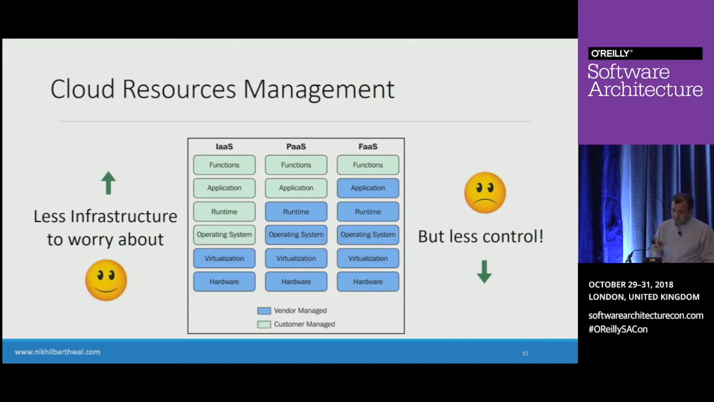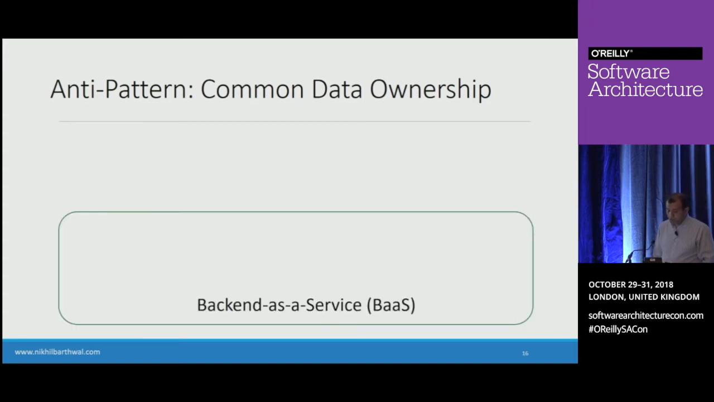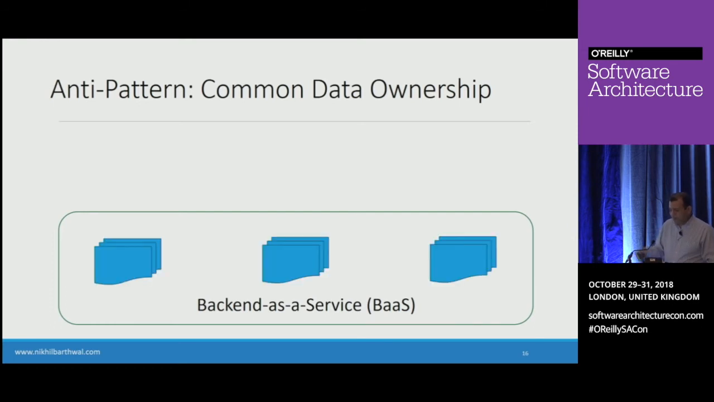So now that we have talked about microservices and serverless, let's look at some of the patterns and anti-patterns that we come across and how we need to resolve them. One of the very common patterns is common data ownership, right? What is common data ownership? Well, you use backend as a service, right? I'm using the general term backend as a service; I'm a little bit cloud agnostic.